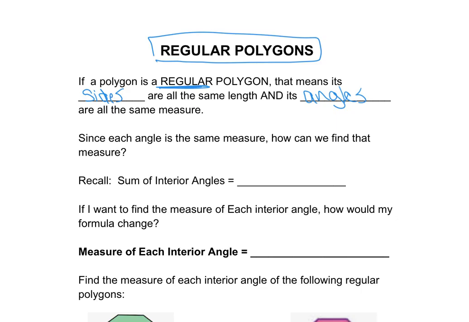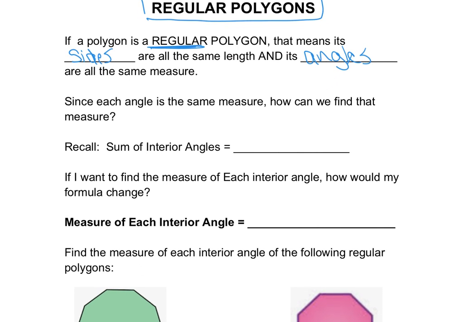Okay, and since each angle is the same, how can we figure out how much each angle actually is? So what we're going to do is remember that the sum of the interior angles, that formula that we talked about yesterday and a little bit already today, is 180 times n minus 2. That's the sum of all of the interior angles. If we wanted to figure out how much each of anything is, all we would do is divide by the number of sides.